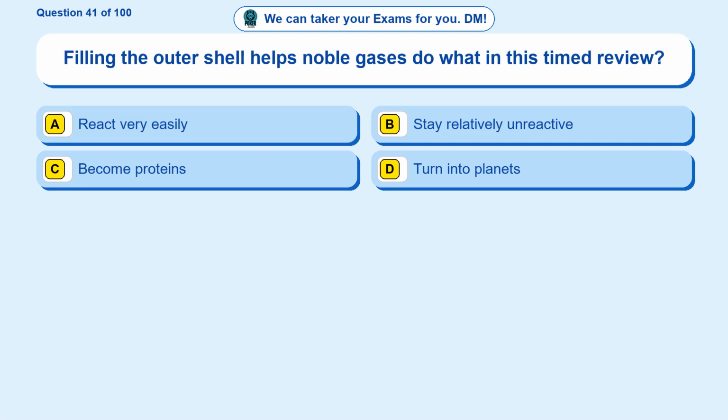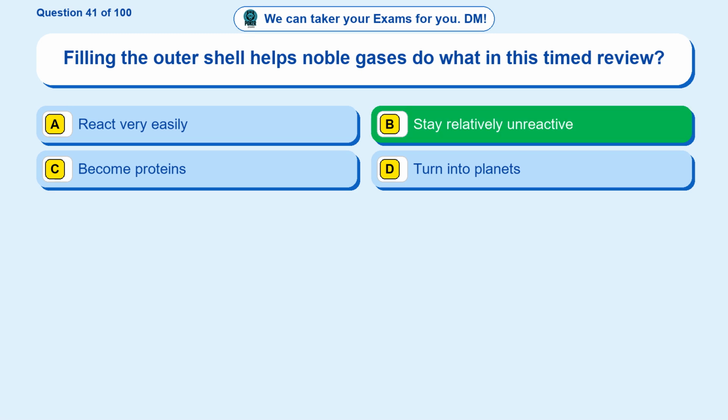Question 41. Filling the outer shell helps noble gases do what in this timed review? Option A, react very easily. Option B, stay relatively unreactive. Option C, become proteins. Option D, turn into planets.